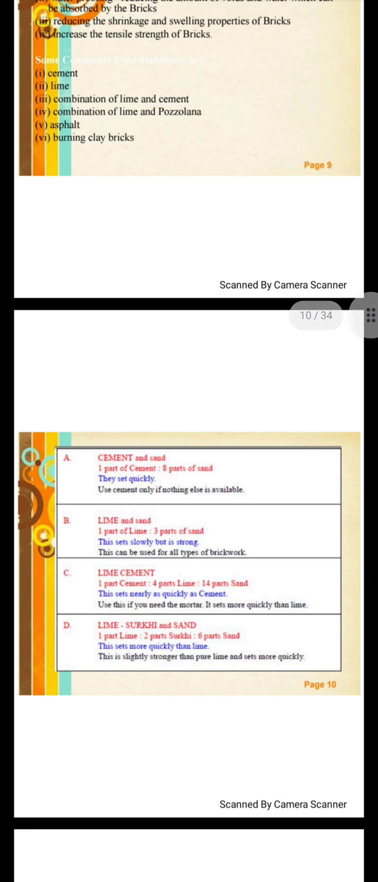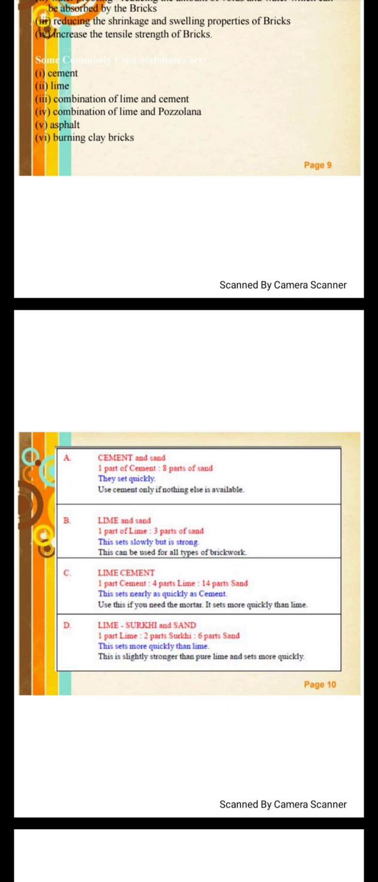Now here, cement and sand as a ratio: one part of cement to 8 parts of sand. They set quickly. Use cement only if nothing else is available. Lime and sand: one part of lime to 3 parts of sand. This sets slowly but it is strong. This can be used for all types of brickwork.